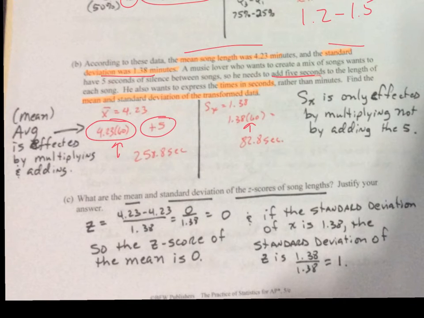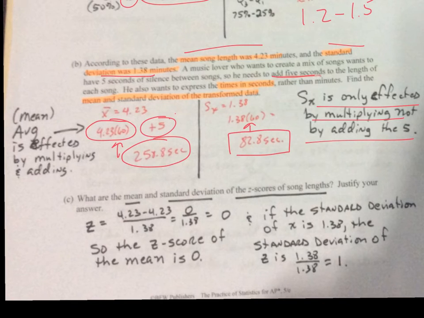We multiplied the average of 4.23 minutes for the songs times 60 to convert it to seconds, and then we added 5 at the end. Therefore, we got 258.8 seconds. The standard deviation is only affected by multiplying and not by adding the 5. Therefore, you convert the 1.38 minutes times 60, and you get 82.8 seconds for the standard deviation.